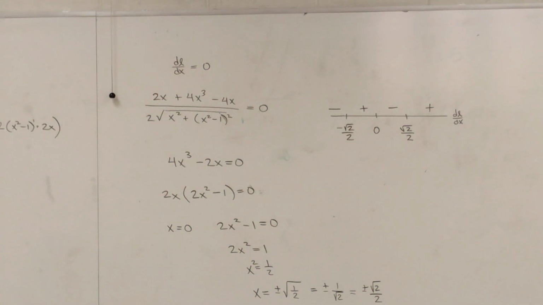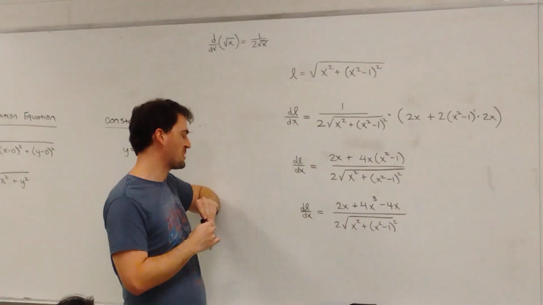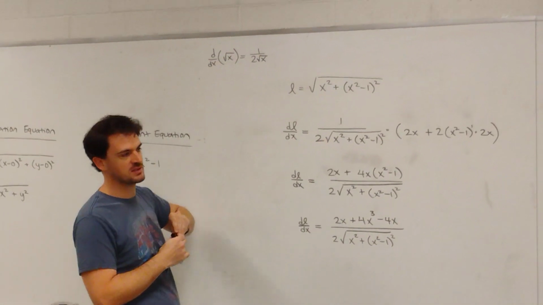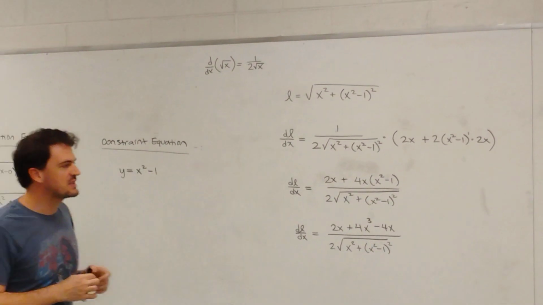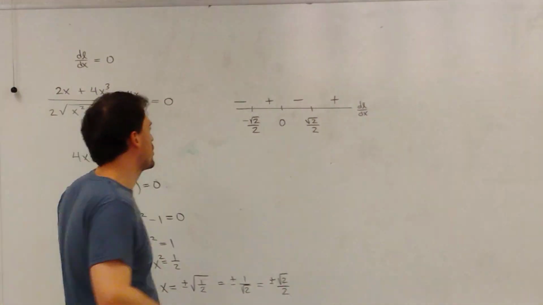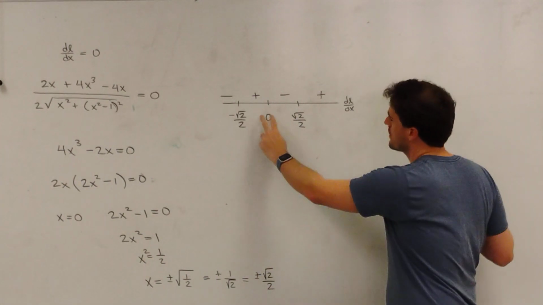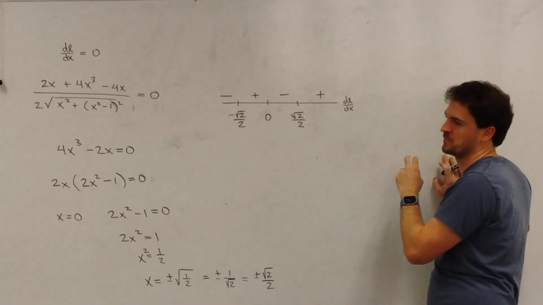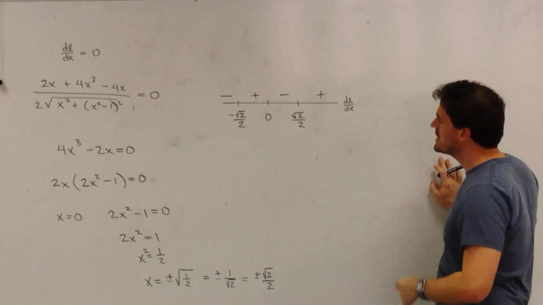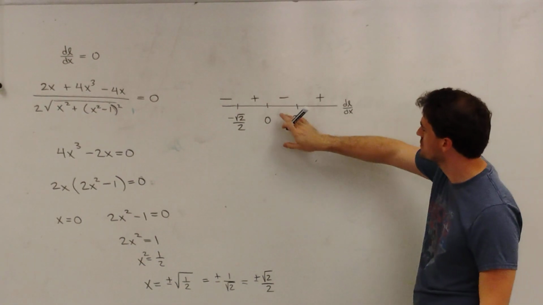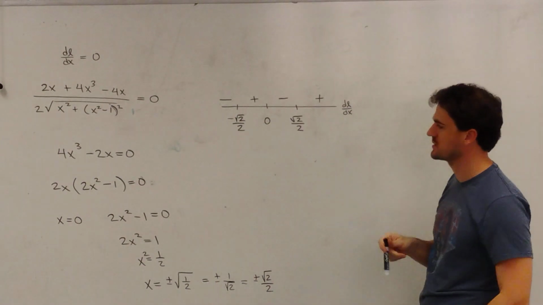Again, what am I doing? I'm just grabbing values in between, grabbing a calculator and plugging it into the derivative. I get a positive number, don't care what the number is, I'm going to mark positive. We can see a maximum where the derivative changes from positive to negative. I can see a minimum where the derivative changes from negative to positive.